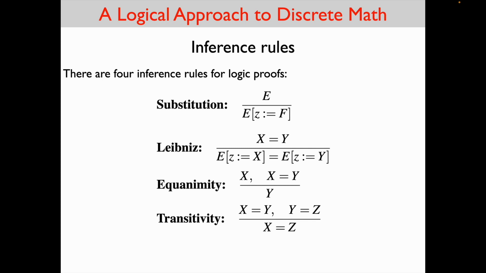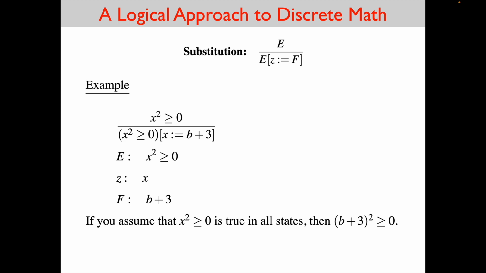This is Formal Methods, Lecture 3 Recap. The last time we looked at these 4 inference rules that are used for logic proofs. The 4 rules are substitution, Leibniz, equanimity, and transitivity. And then we looked at this example of the substitution inference rule.